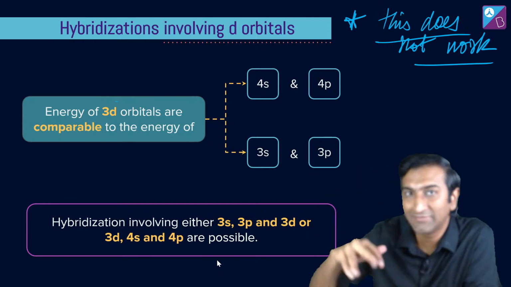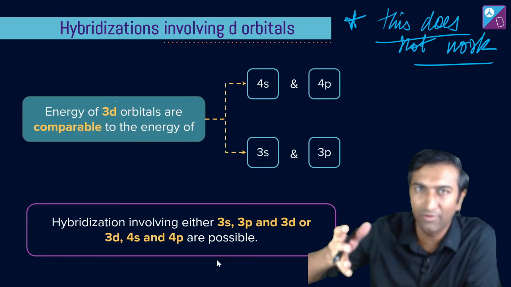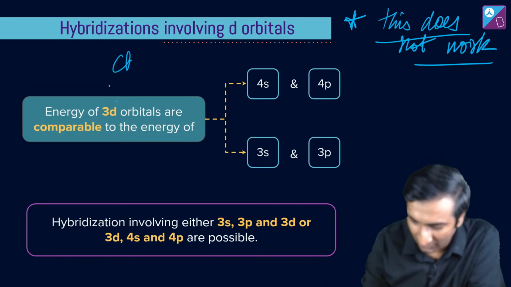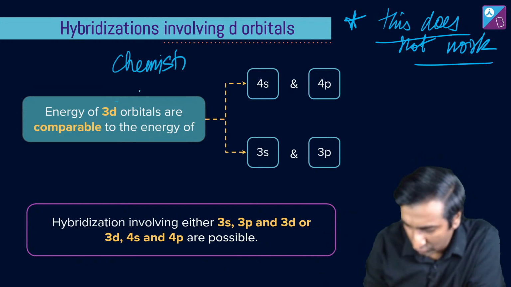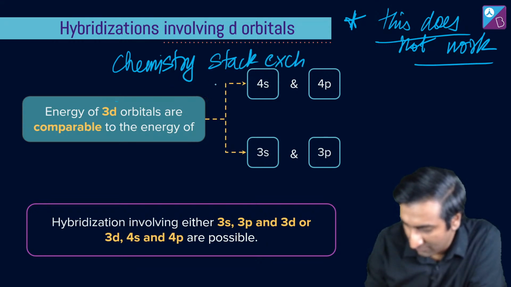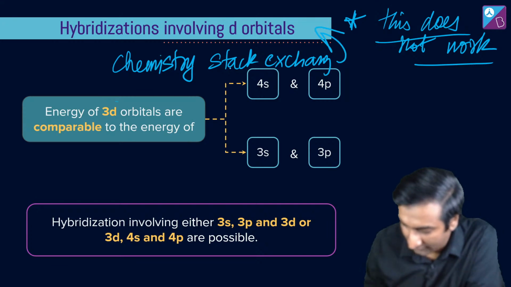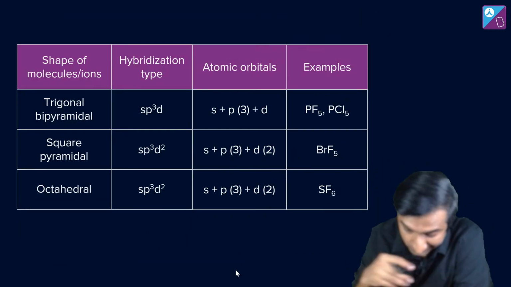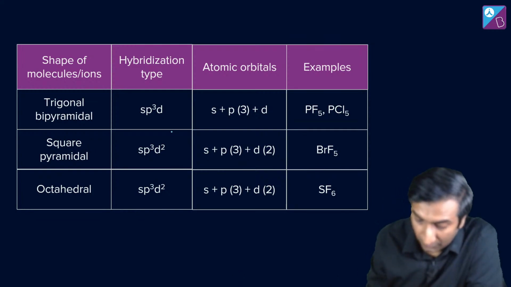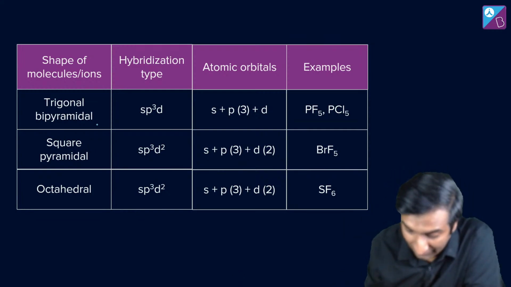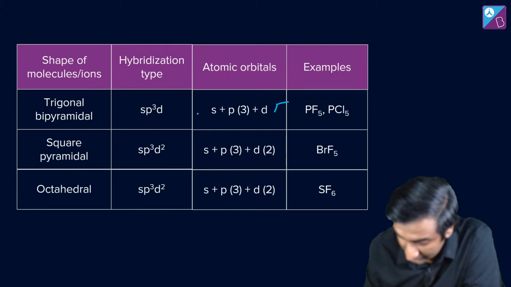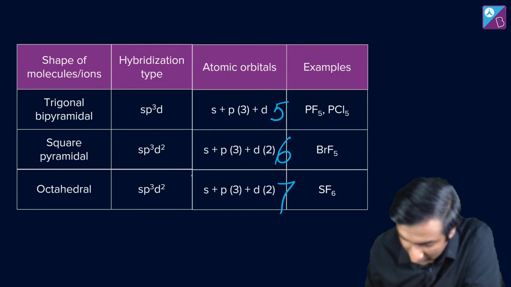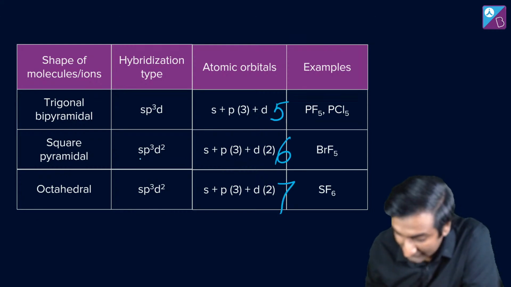It is neither here nor there, somewhere बीच की बात है. I'm giving you a hint. If you want to know more, read it up on chemistry stack exchange. What to read up on? यही चीज ऊपर जो लिखा है ना नाम, hybridization involving d orbital, डालो, put this on Google, search and read if you want. खैर, so remember those things where we had 5, 6 and 7, right? 5, 6 and 7.